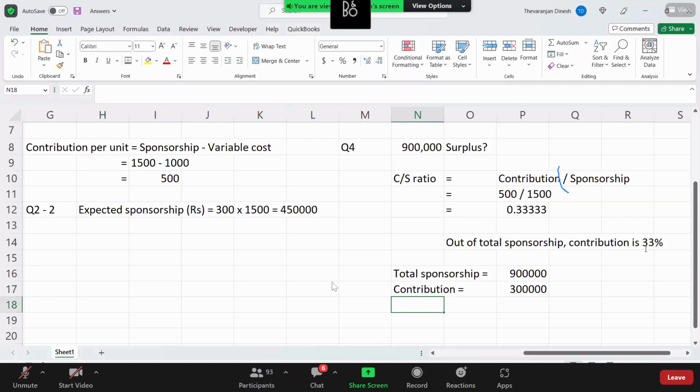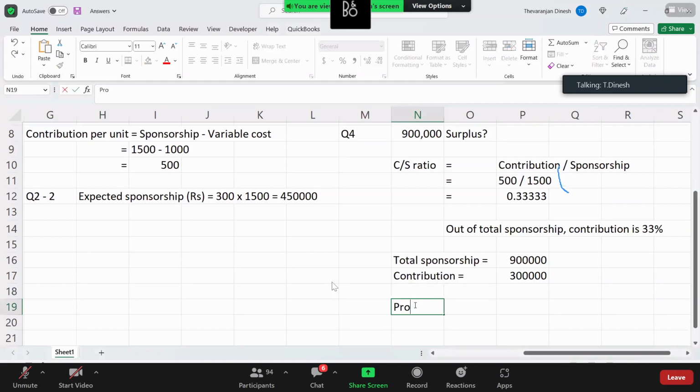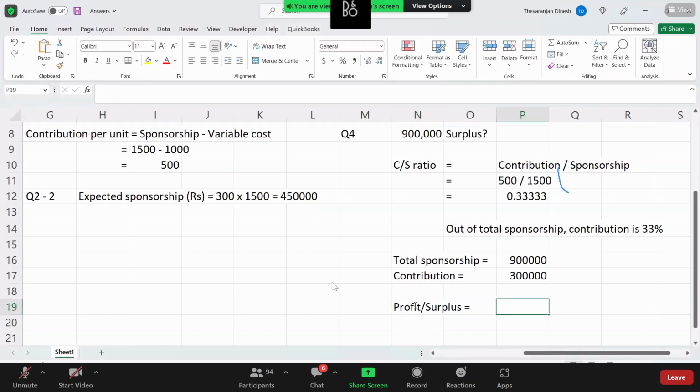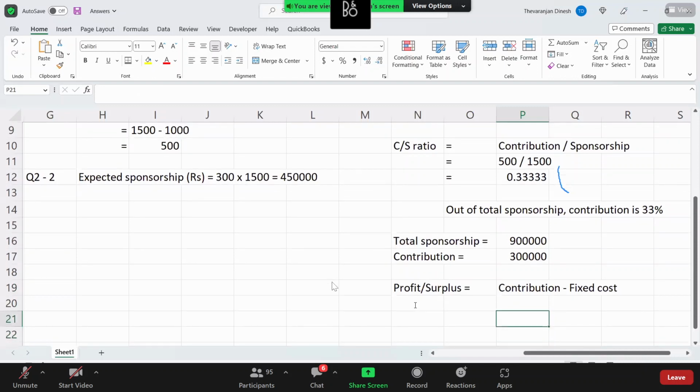So then it is easy to calculate the profit. What is the formula for calculating the profit? Profit or surplus. If it is a non-profit making organization, we have to call it surplus. The standard formula is contribution minus fixed cost. Here we know the contribution, we have calculated it. Contribution, how much? 3 lakhs.